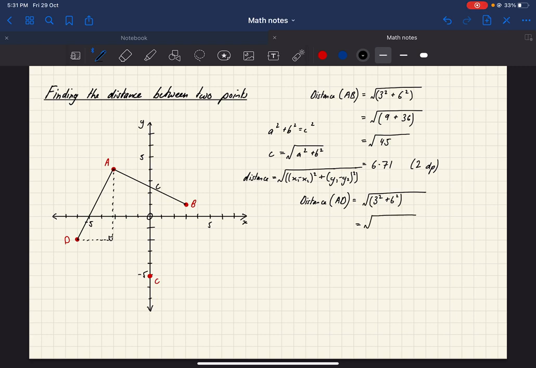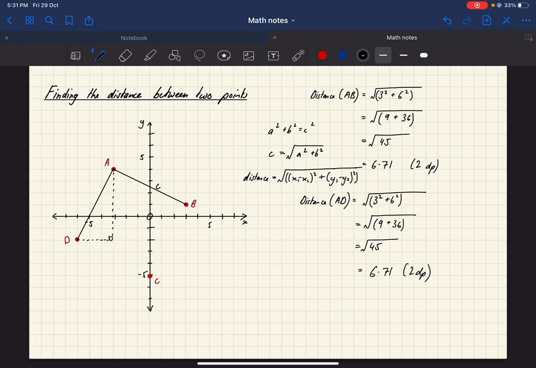Remember, we have to do the powers first, and then we add, and then we square root. So 3 squared is 9, plus 6 squared is 36. So that gives us 45 when we add those together, and then we square root that. And because we had the same thing here, we're going to get the same square root of 45 here as here. We're going to get the same answer when we square root it, which is going to give us 6.71 with 2 decimal places.